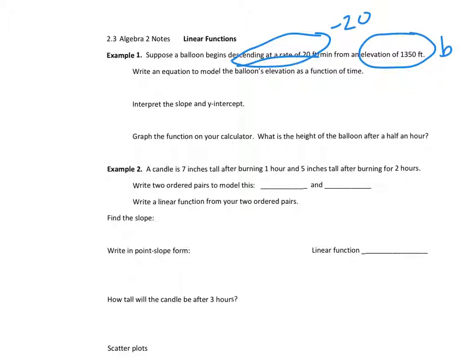So my equation, I'll use height and t for time. So the height is going to be negative 20t plus 1350. So the slope is going to be negative 20. That means that you're going down 20 feet per minute. And then your y-intercept is 1350 because that's what you're starting at. So the y-intercept is 1350, or your starting height.